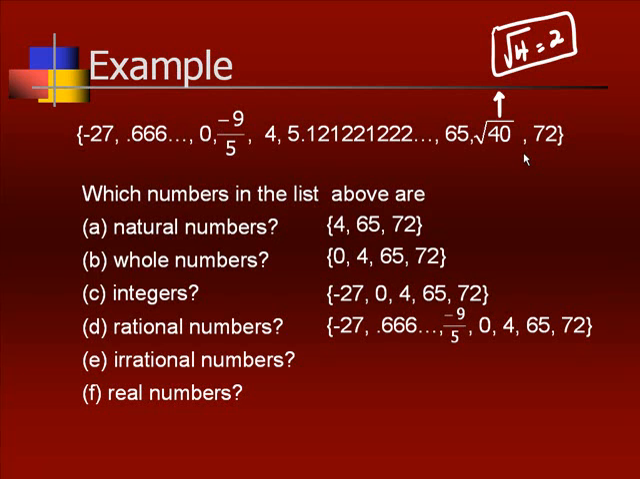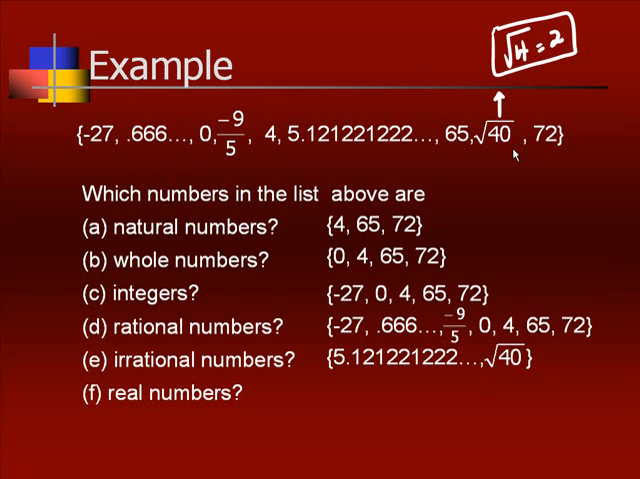Now, what about irrational numbers? Irrationals are the decimal numbers that never end, never repeat, which usually consist of any pi numbers or ugly square roots. So going through our list, no, no, no, no, no. There's an ugly one that never ends and never repeats. There's a square root that's not a perfect square. So our irrational numbers are 5.121221222 and so forth, and the square root of 40.